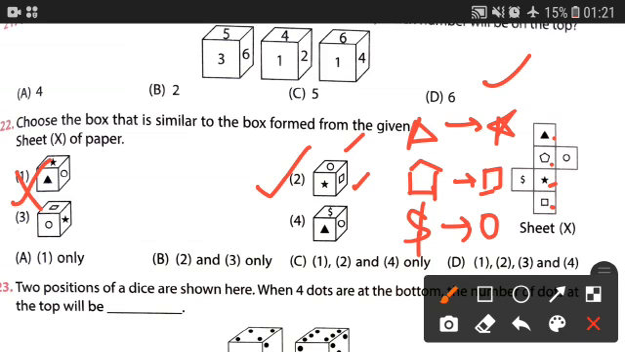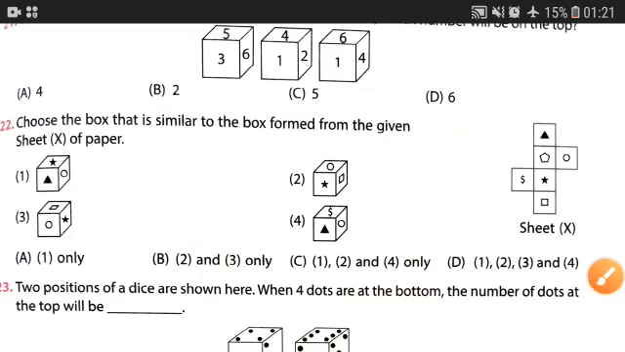Now check the third one, star, circle and square. The same kind of position is there. It can also be followed. Now from the fourth one, dollar and circle are opposite, but here it is shown adjacent, so it cannot be followed. So the second one and the third one will be followed. So we can have the correct option as only 2 and 3. Option B is the correct answer.